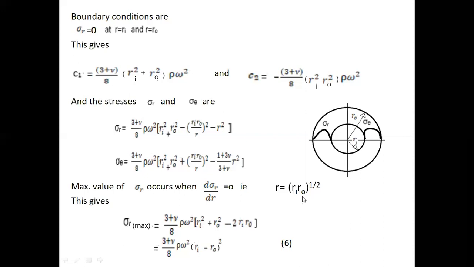And if you put it back in this equation, you will simply get an equation of this sort: ri square plus ro square minus 2 ri ro. It will come out here. If you put r equal to root ri ro, you will get this. What is this? This is nothing but 3 plus mu by 8 rho omega square ri minus ro whole square. So this is the maximum value of the radial stress.